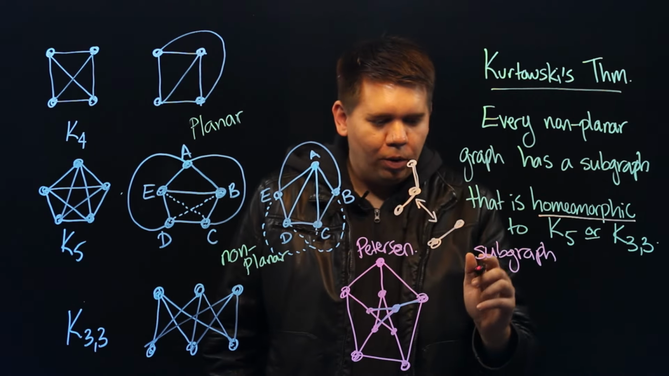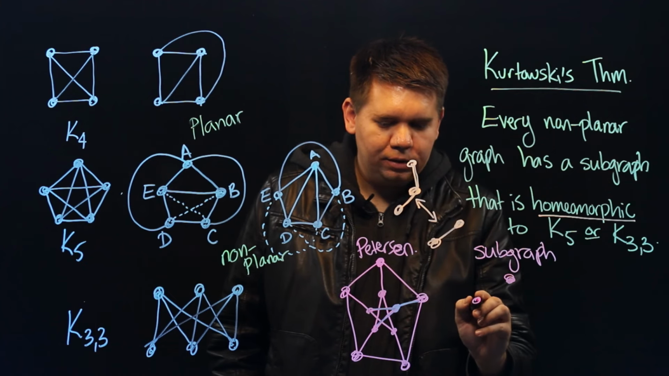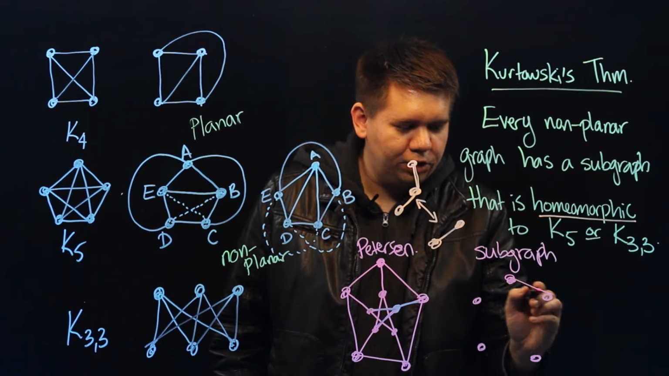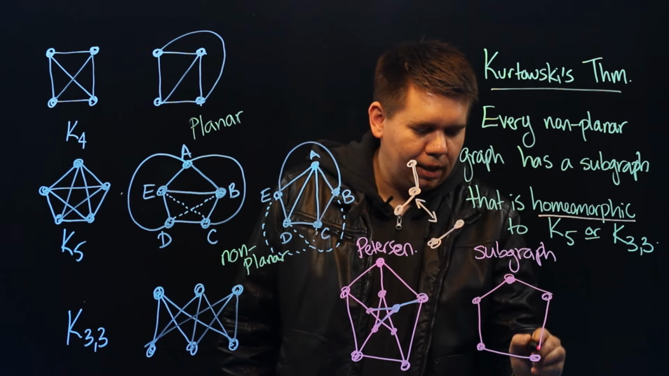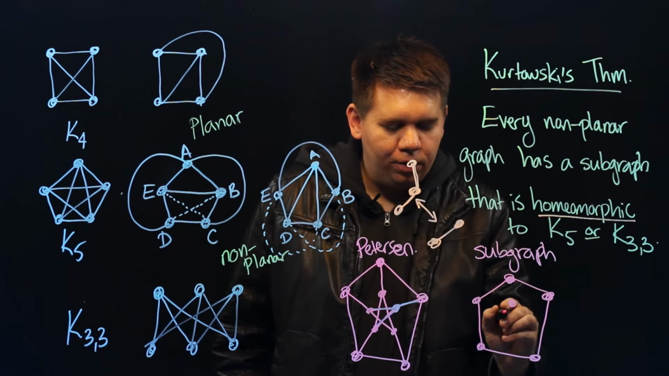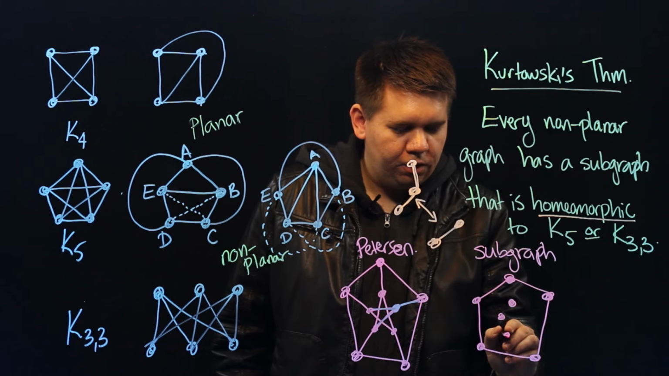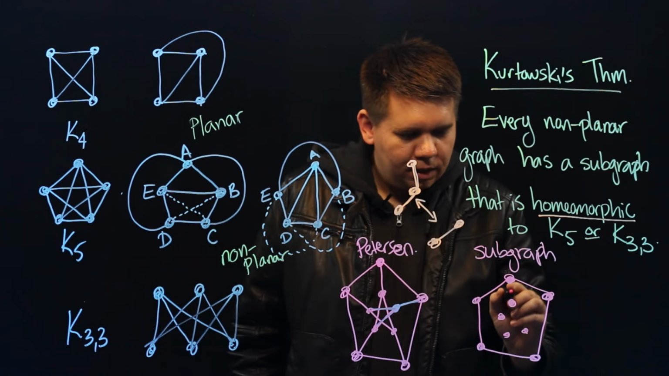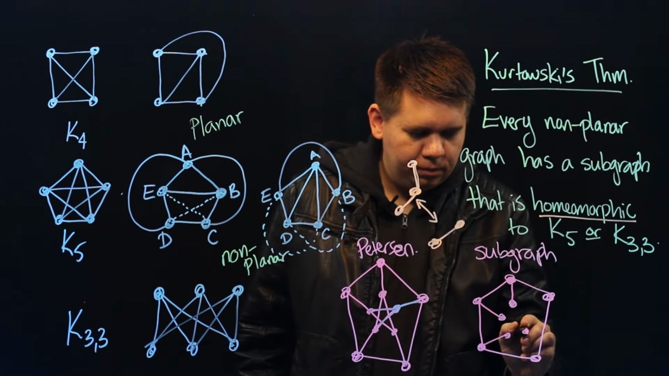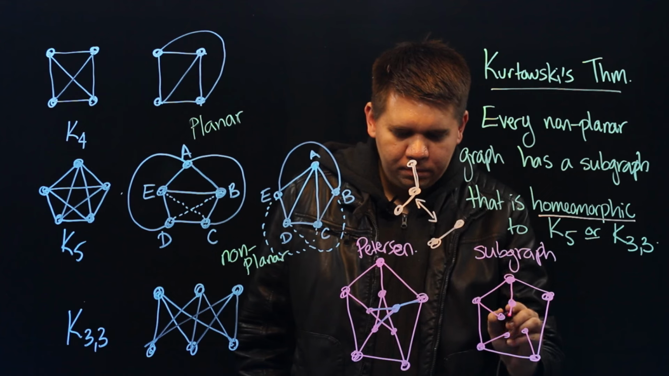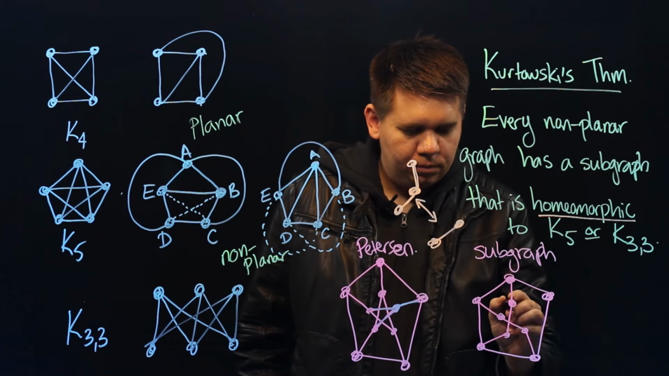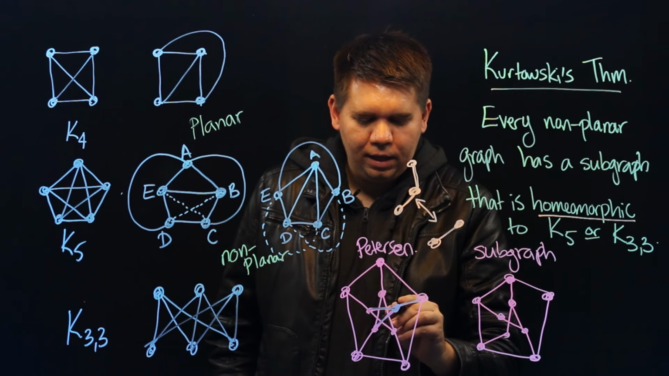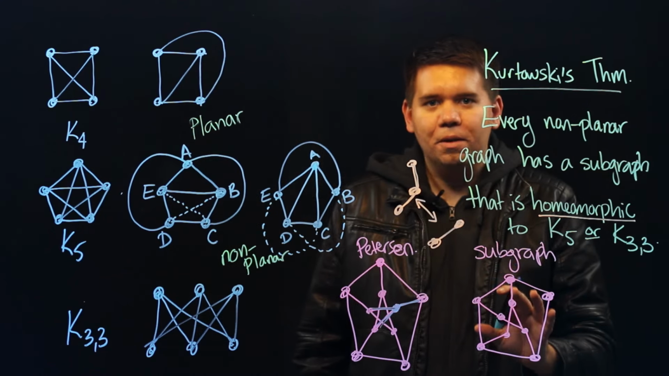What will result? Well, we still have the 5 edges on the outside, the 5 edges connecting 5 vertices on the outside, but now inside we only have 4 vertices, 1, 2, 3, 4 vertices that are connected, as well as to each other, like this. We've removed this vertex and these 3 edges to give us this subgraph of the Petersen graph.